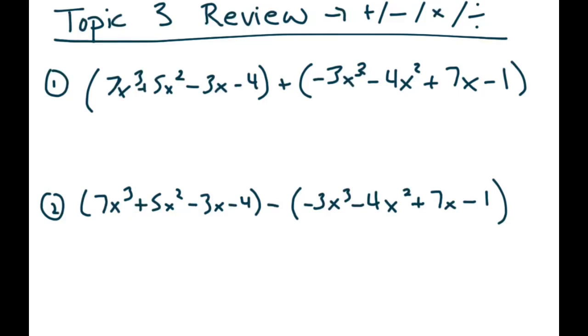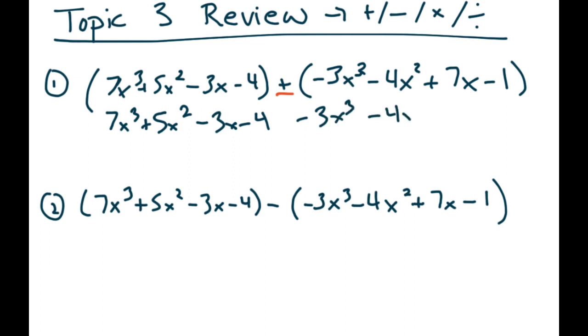All right, so number one, whenever you're adding two terms together, there's nothing to distribute, so we can rewrite this without the parentheses. So this plus negative 3x cubed, we can just write this as minus 3x cubed minus 4x squared plus 7x minus 1. And then we combine like terms.